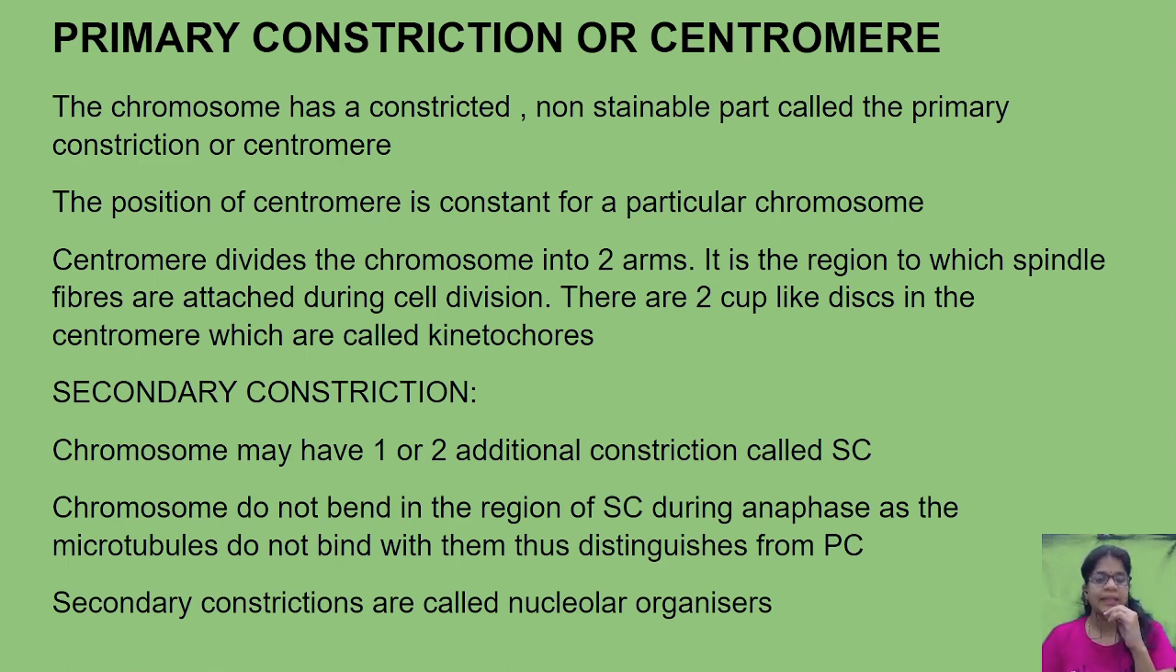Okay, what is secondary constriction? The chromosome may have one or two additional secondary constrictions, and the only difference is that the chromosome won't bend at the secondary constriction. It is only the primary constriction where it bends while undergoing cell division. These secondary constrictions are mainly meant for nucleolar organization. After dividing, you will have your nuclear membrane reappearing again in the daughter cells, right? So for that, secondary constrictions play an important role.